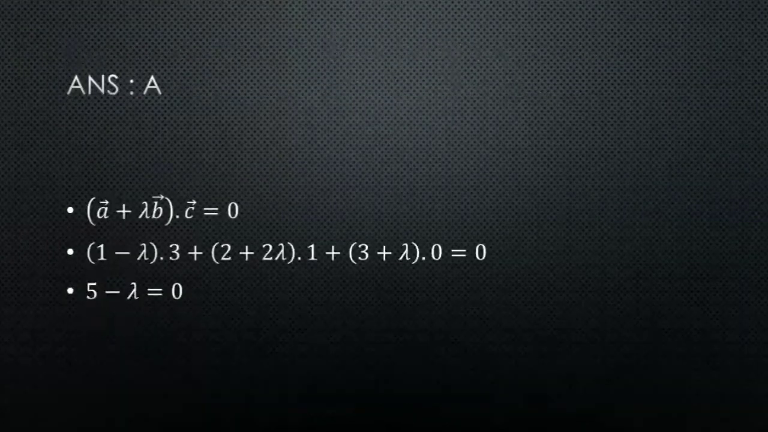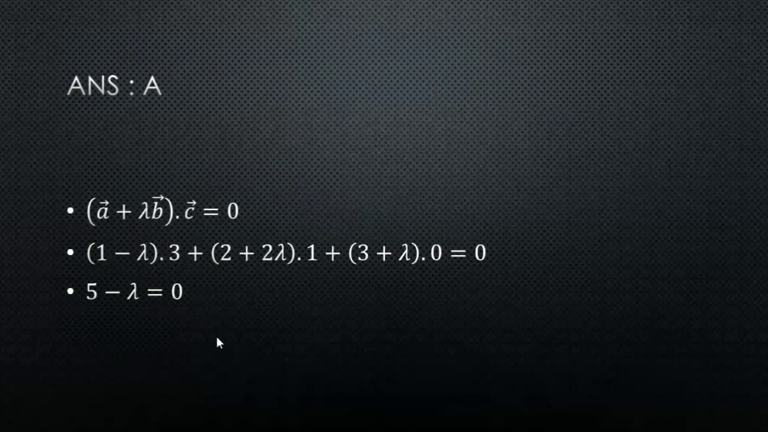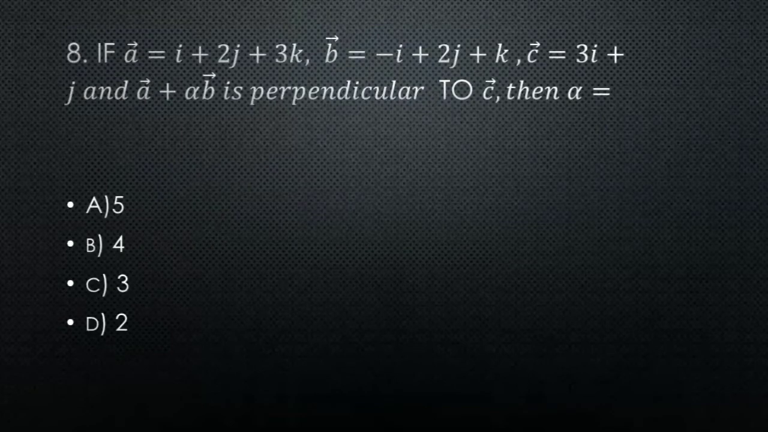Let us see the solution. See, the dot product of A vector plus lambda B vector with C vector is equal to 0. So if you multiply, 1 minus lambda into 3 plus 2 plus lambda into 1 plus 3 plus lambda into 0 will be equal to 0. By simplifying this one, you'll get 5 minus lambda is equal to 0. The value of lambda will be equal to 5. That is option A.